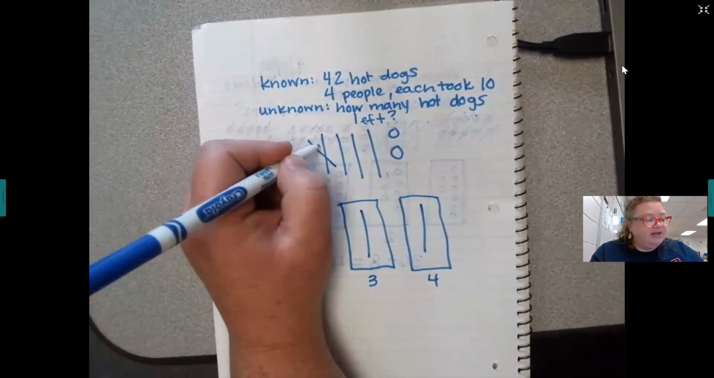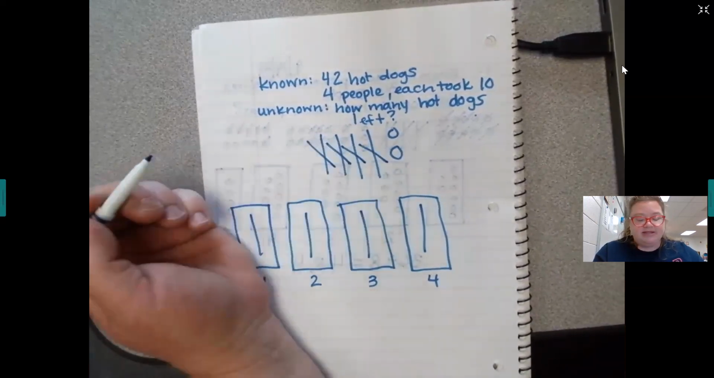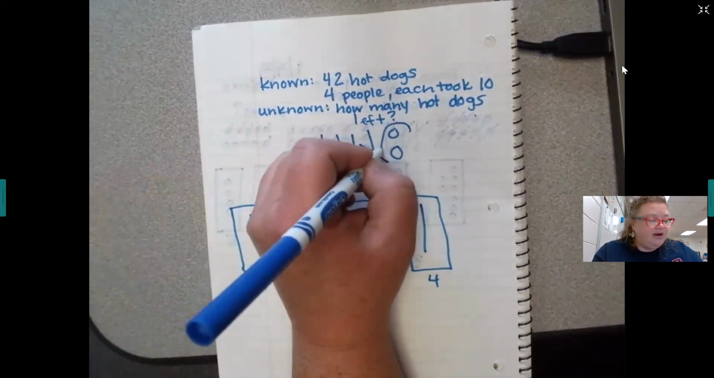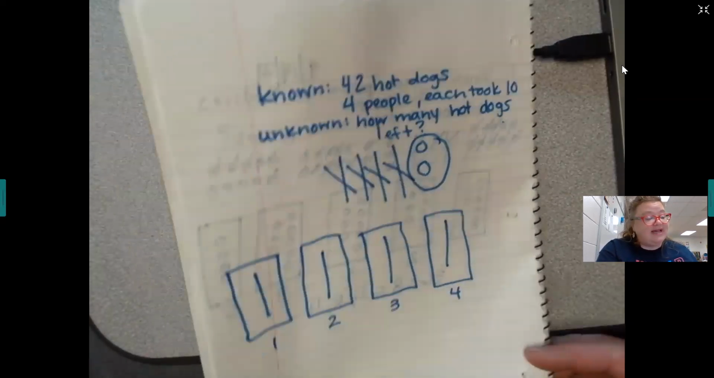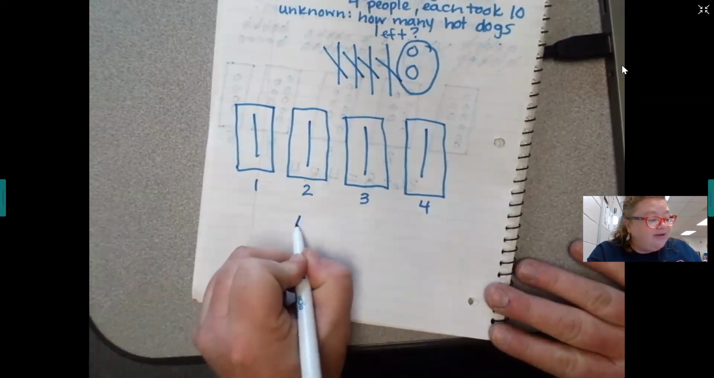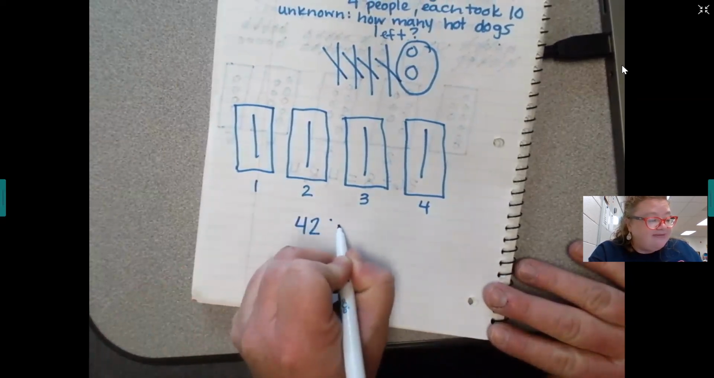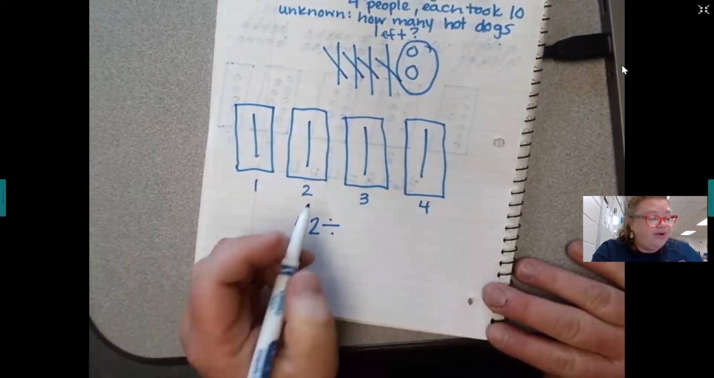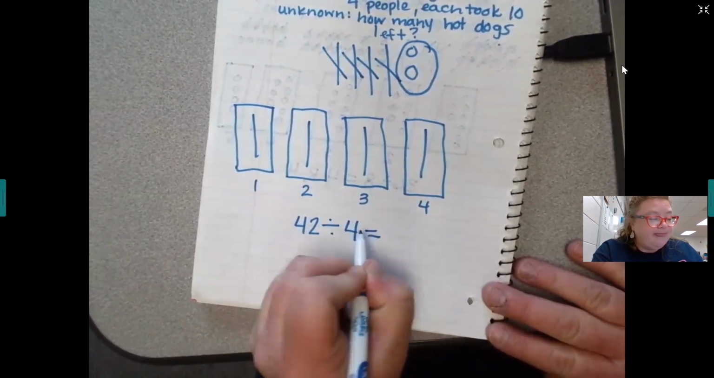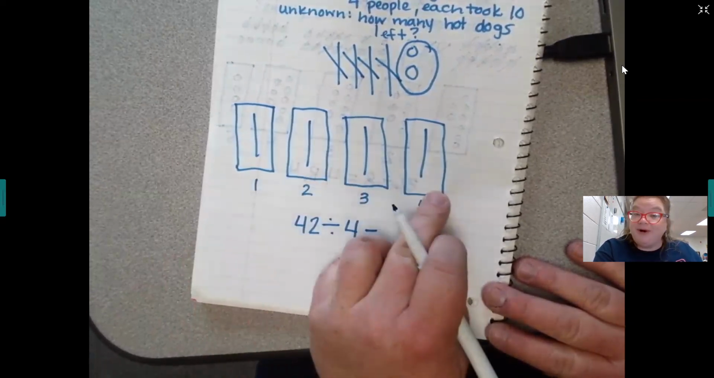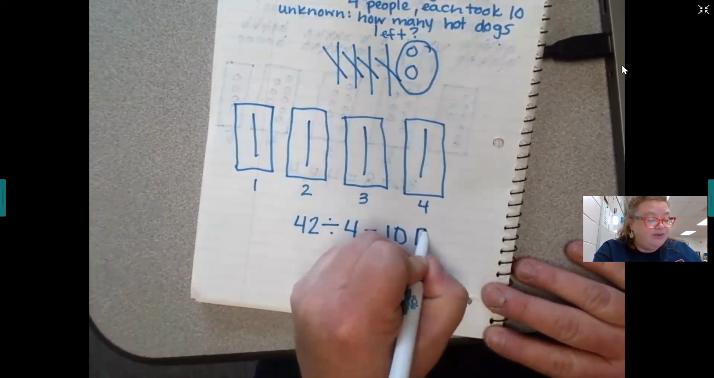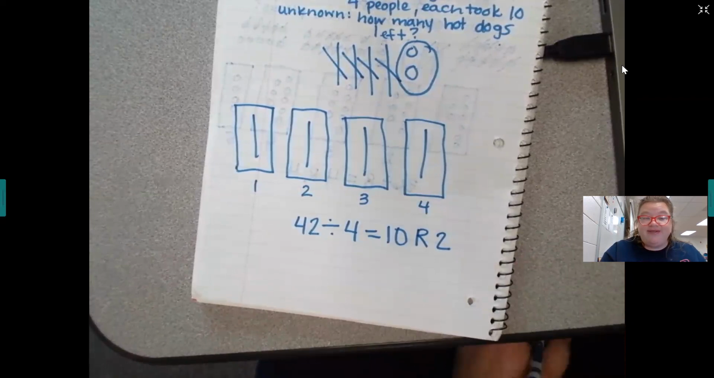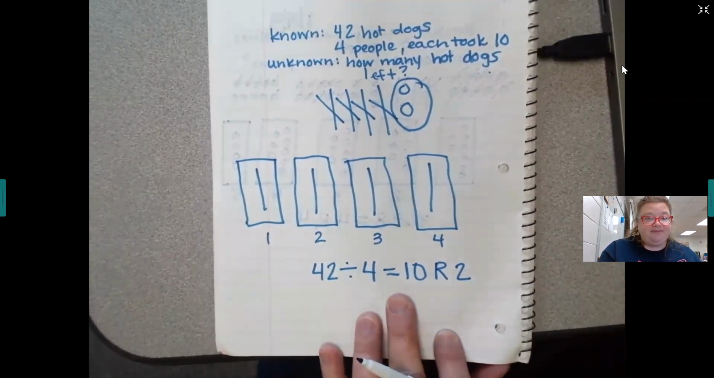So this is gone, this is gone, this is gone, and this is gone. Look here. I have 2 left over. Remember, left over is our remainder. So when I took those 42 hot dogs and I divided them up into 4 groups, each person got 10 hot dogs and there were 2 left over. That is my remainder. Okay?